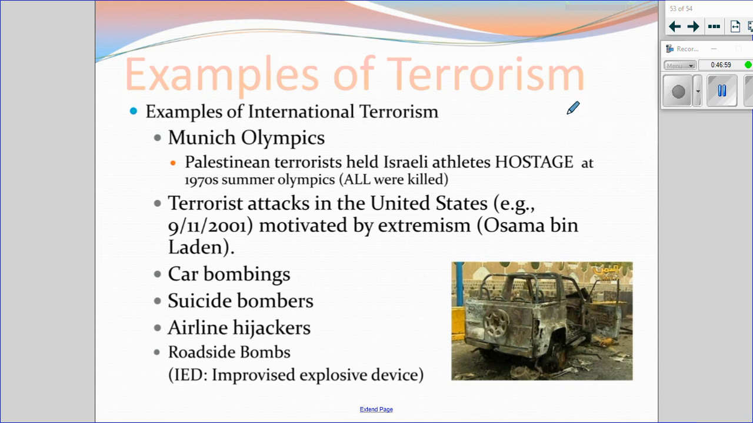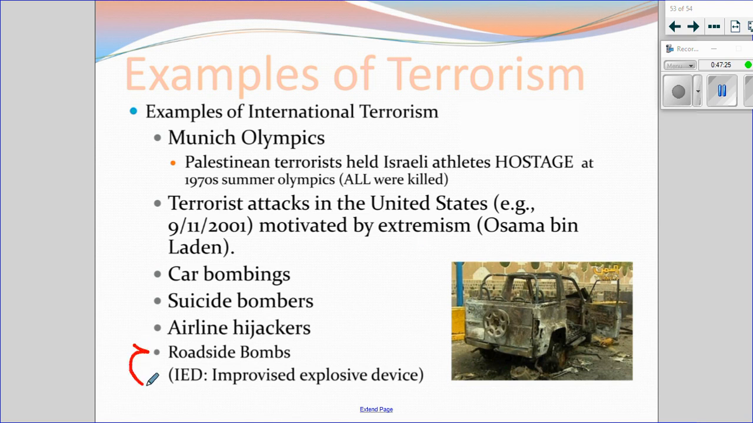Examples of international terrorism include the Munich Olympics. Palestinian terrorists held Israeli athletes hostage in the 1970s Summer Olympics. They were all killed in a botched raid. Terrorist attacks in the United States in 2001 were motivated by extremism. This is under Osama bin Laden. Car bombings, suicide bombers, airline hijackings.